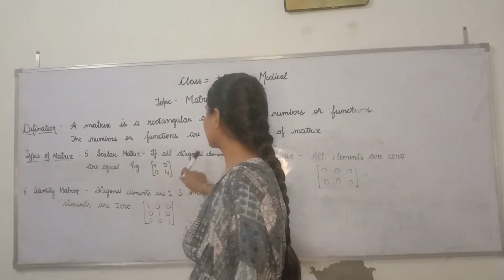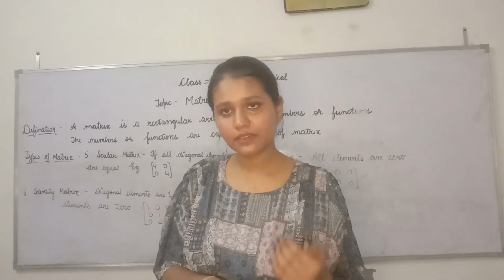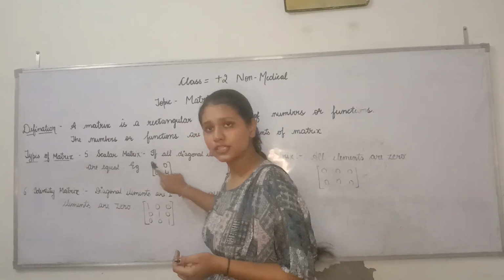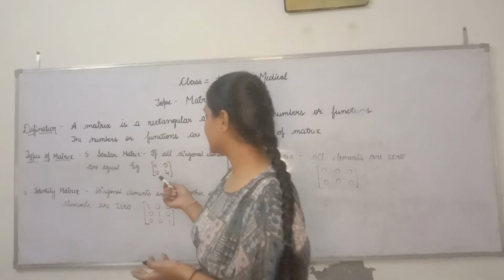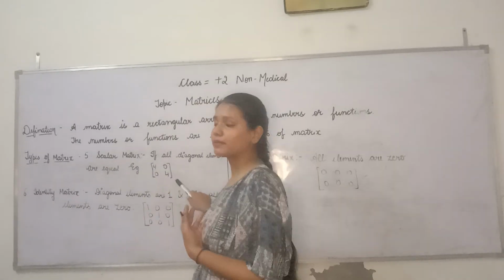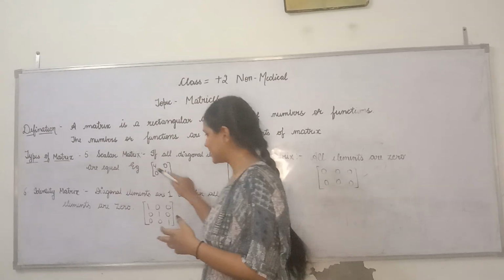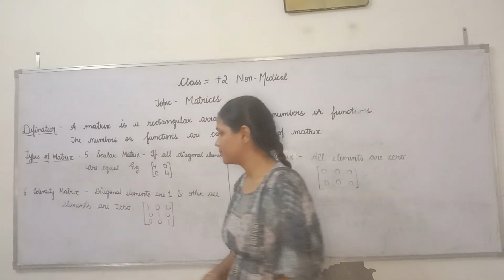If all the diagonal elements are equal, it is a scalar matrix. It is a form of diagonal matrix, but its diagonal elements should be equal. Example here is 4, 4 on the diagonal, or -1, -1, or 2, 2, or 16, 16, or 24, 24. These diagonals should be the same.